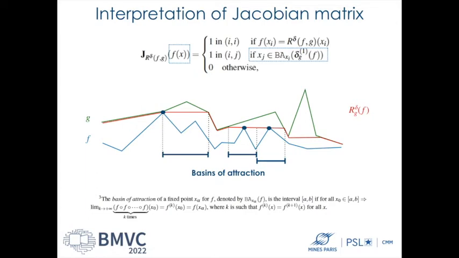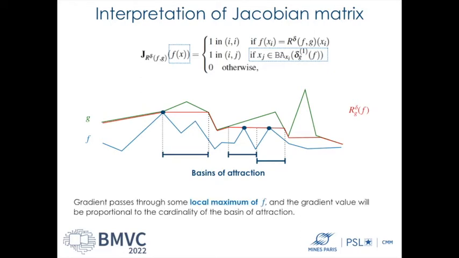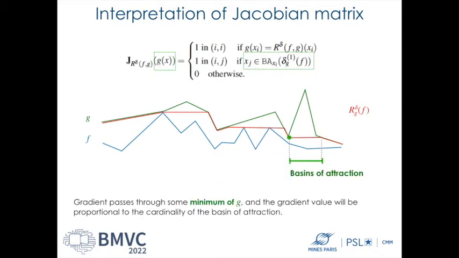That is important because it gives a clear geometrical interpretation of what the Jacobian is. To understand the gradients, we can look at the columns of this Jacobian. We can easily conclude that the gradient passes through some local maxima of F, and the gradient value would be proportional to the cardinal of the basin of attraction. Similarly, we can analyze the Jacobian matrix with respect to the image G, with a similar interpretation, but with respect to some local minima of G and their basin of attraction.